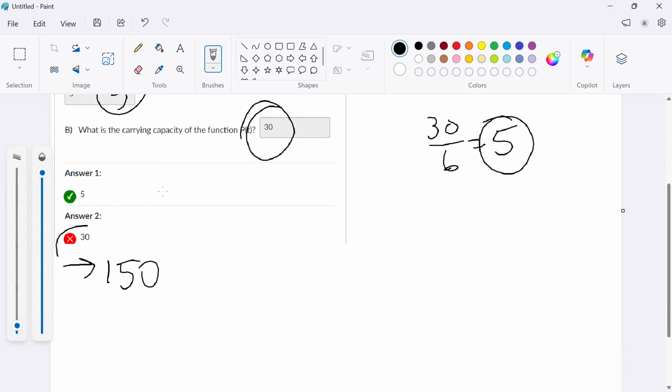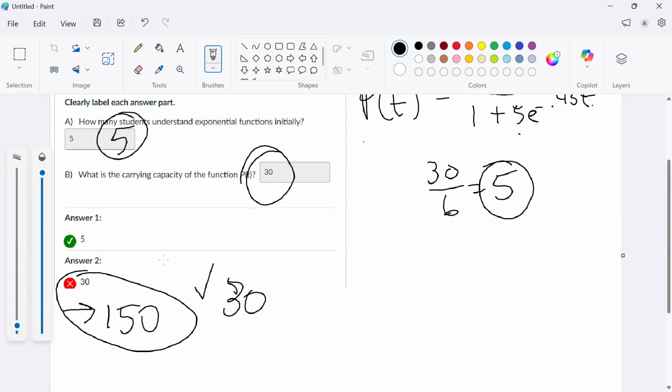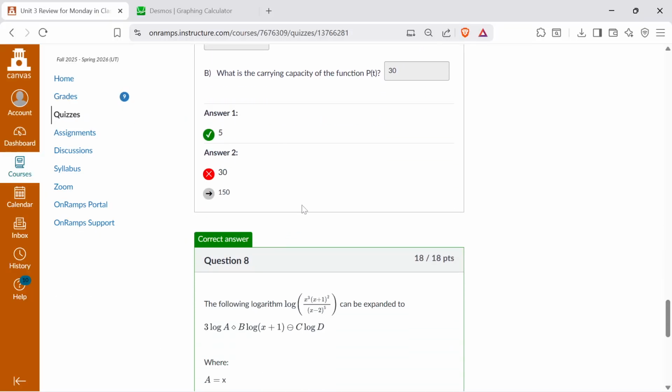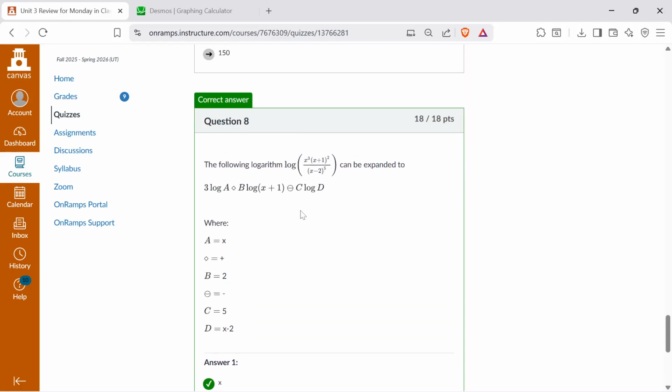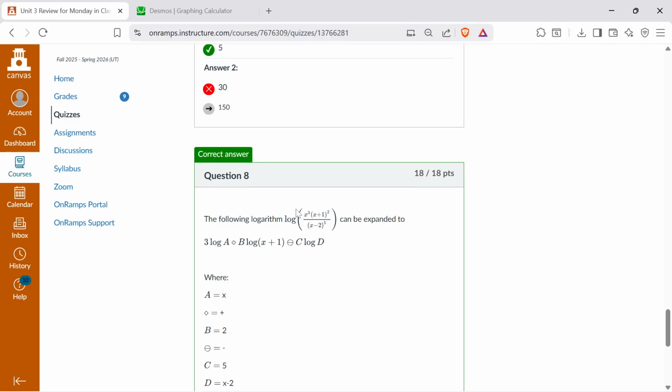This student had it marked wrong. Go tell the teacher, because this should be marked right, and you should get credit for that answer. 150 is wrong, 30 is right. Then we've got, I think it's only one more. How do you like that? Only one more.